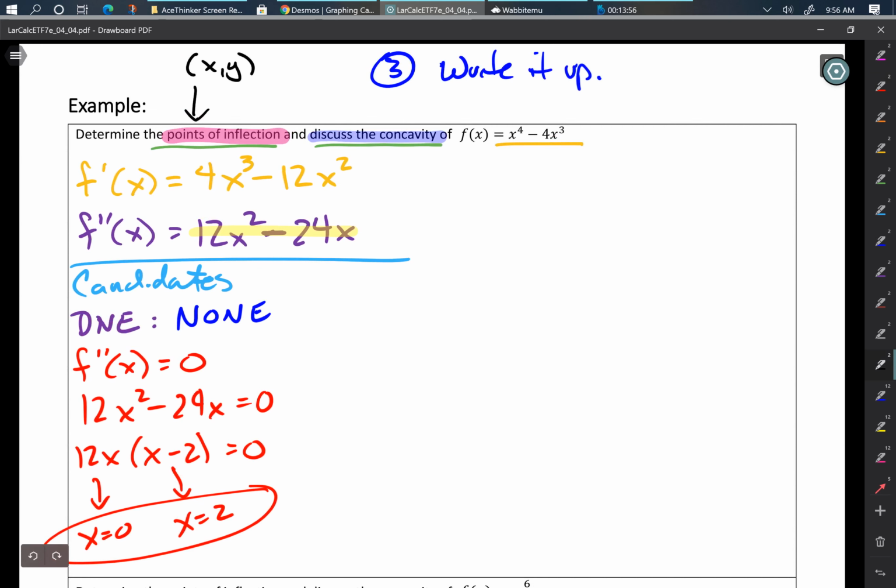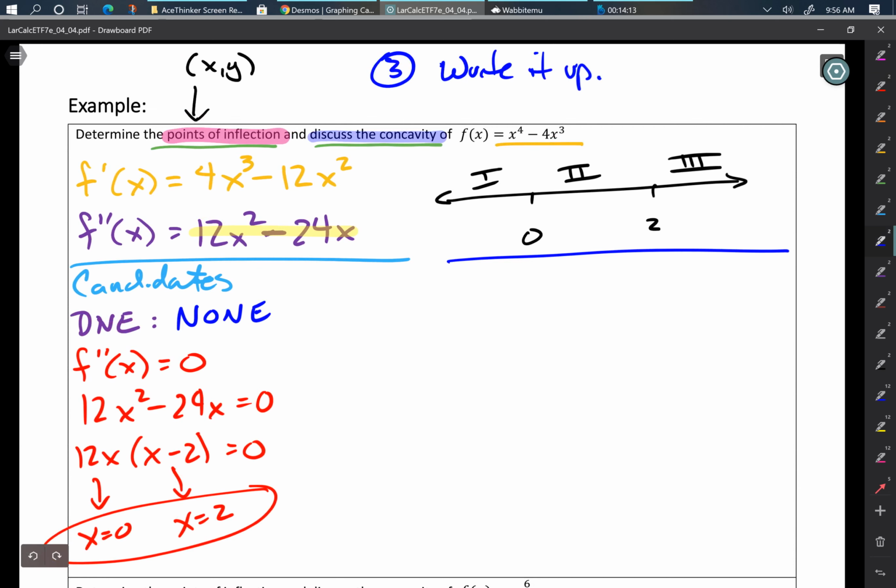So I'll draw out my number line just like we did for the first derivative stuff. I'm going to put on there my two candidates. That's going to give me 3 intervals. Okay? And now I'm going to test each of these 3 intervals, but I'm going to test each of these 3 intervals not for increasing and decreasing. I'm testing for concavity.